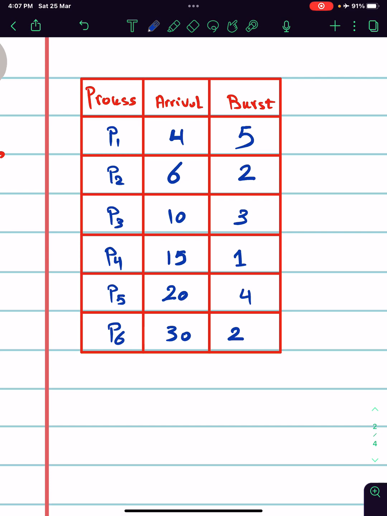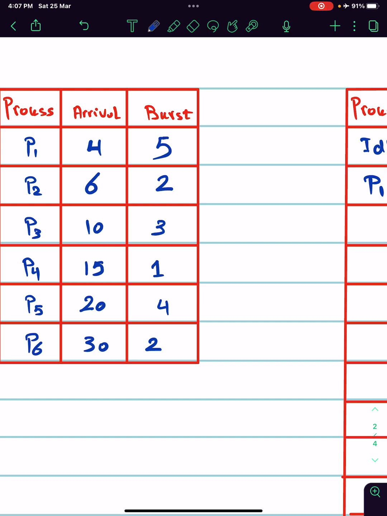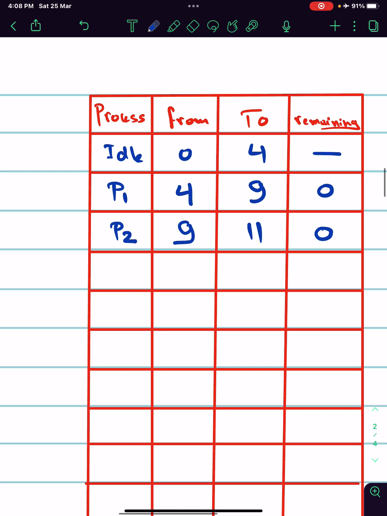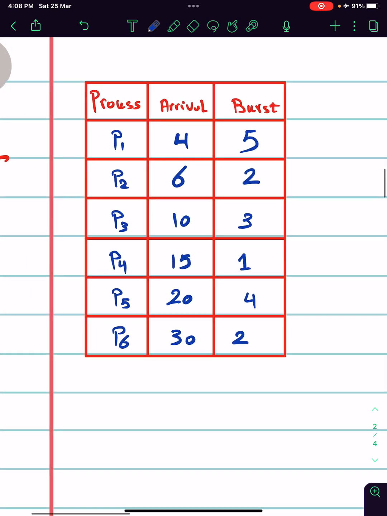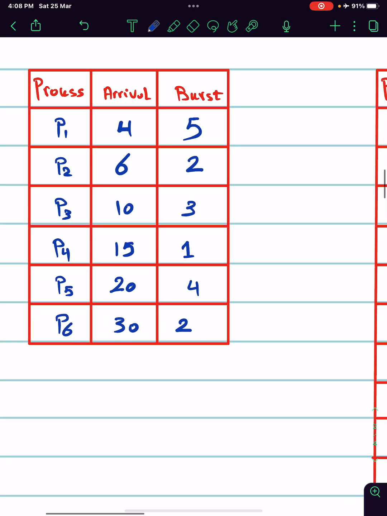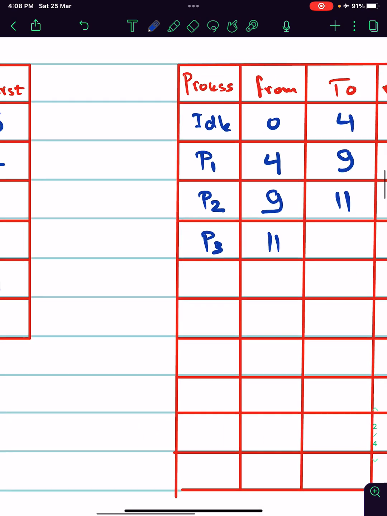P2 arrived at time 6, and the burst is 2. So P2 here is going to start at 9 and finish at 11 because the burst is 2 and there's no remaining time. Right, P3 will arrive at time 10. So here it is, P3 arrives at time 10 and is going to start at time 11. That's when the processor is idle.